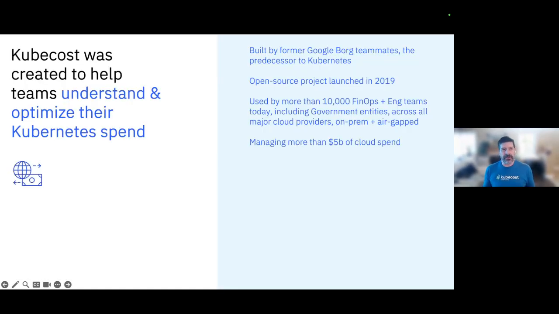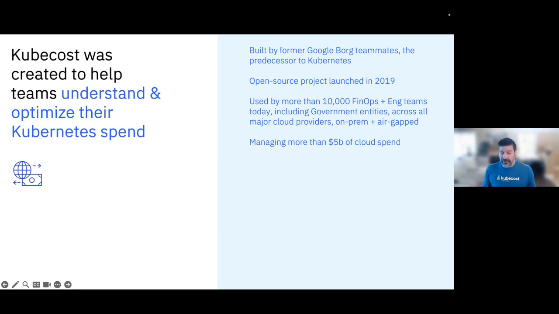We originally created Kubecost to do exactly this, to help teams understand and optimize their Kubernetes spend. It sounds like it's a small number of things, right? Two big things. I want to know how much I'm spending in Kubernetes, and I want to optimize that and become more efficient based on the amount of money that I'm spending on Kubernetes. But in practice, it's really challenging.